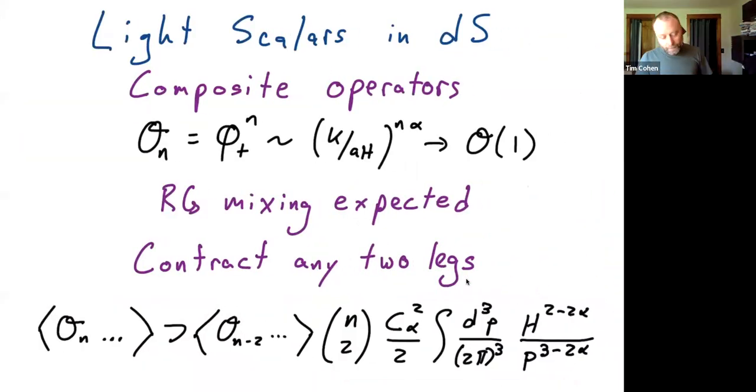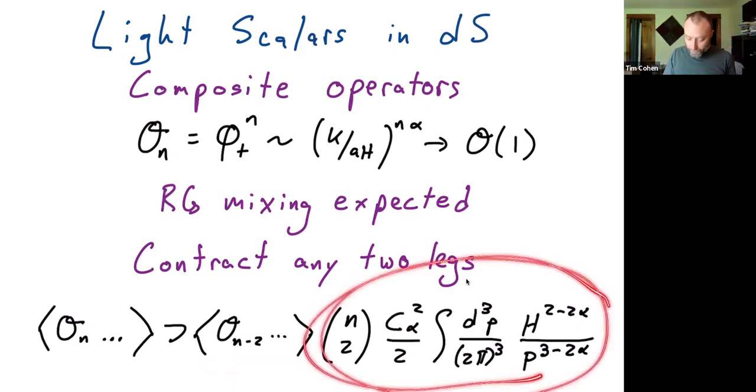So if we take composite operators, which are phi plus to the n, then, like I said, we expect these operators to mix, and we can compute that explicitly. So we want a correlator including one of these operators with n legs, and that includes a contribution where we tie two legs together, and that gives us a loop, which looks like this, okay?